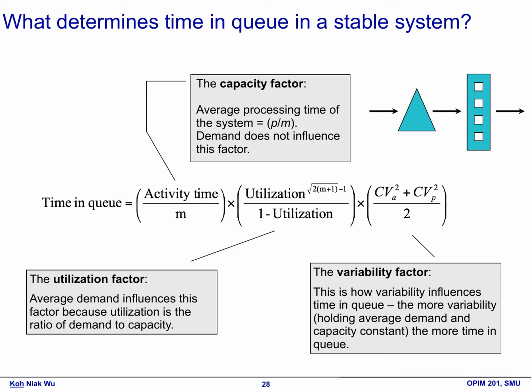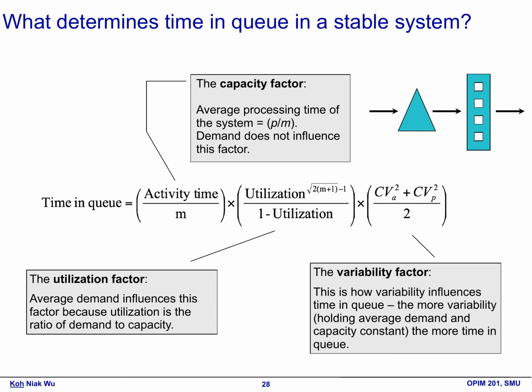In a stable system, several factors determine how long something waits in line or queue. Let's break this down into simpler parts. The capacity factor tells us about the system's average processing time. Here, M represents the number of servers. The capacity of the system doesn't change with demand.